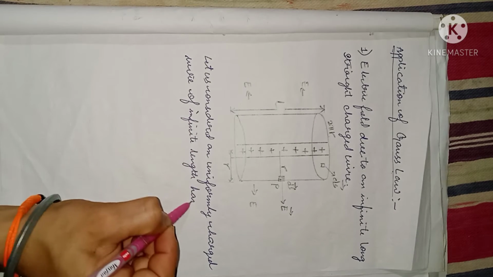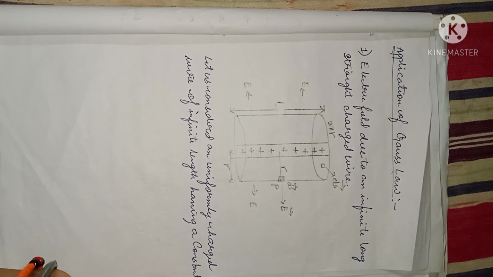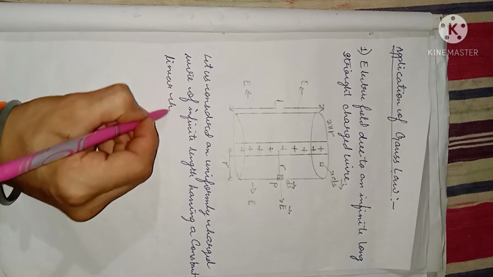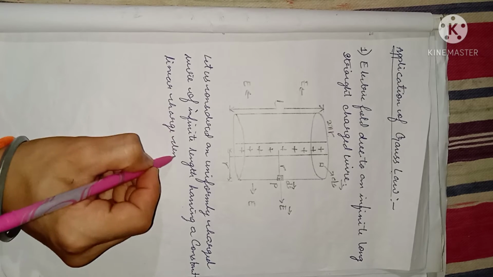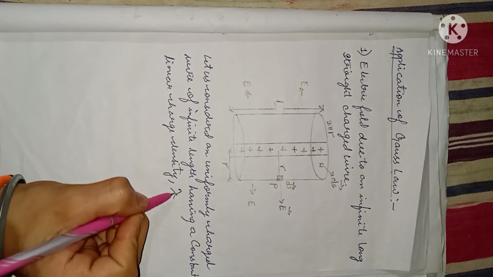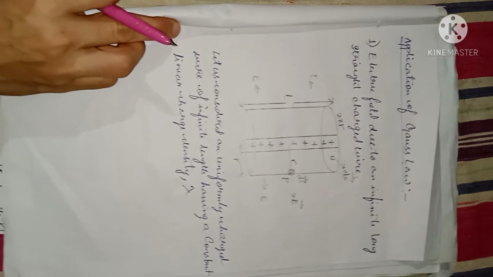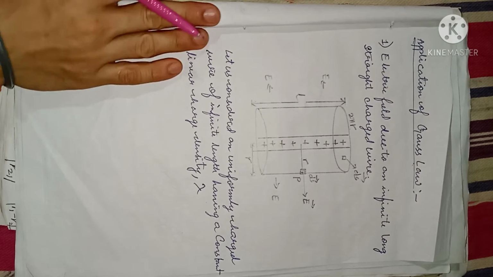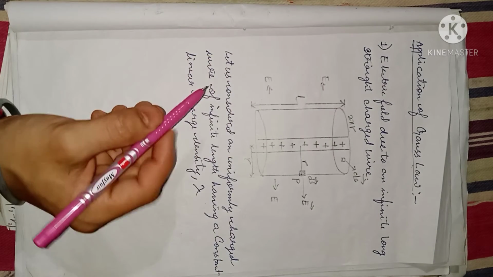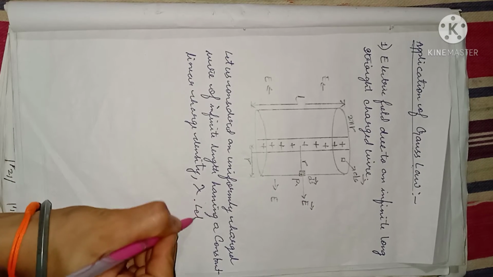Having a constant linear charge density. You also know that linear charge density means lambda. We have learned this from the previous derivation, isn't it? If you have not watched that video, please watch the previous video to know the concept of this application of Gauss law. So, linear charge density lambda.